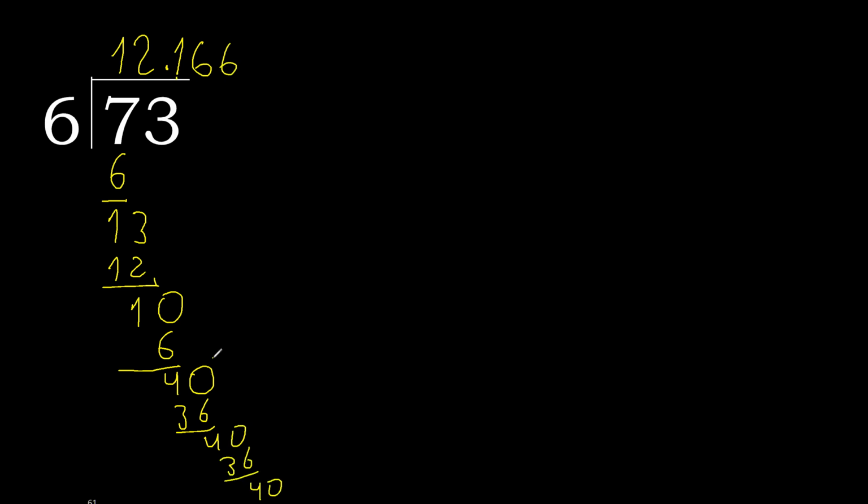Subtract, complete. Here, the digits repeat. Therefore, 6 repeats, repeats. Finish it here, after the point, 6 repeating. Therefore, like this. 73 divided by 6 is here, or like this. Okay.